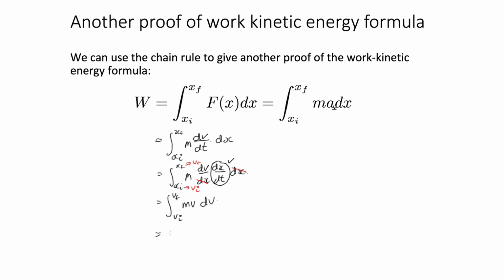And so integrating this, I get mv squared on 2 from v initial to v final, which is equal to a half m, and then I've got v final squared minus v initial squared, which we know is equal to the final kinetic energy minus the initial kinetic energy, which is just equal to the change in the kinetic energy. So we've once again proved the work kinetic energy formula.